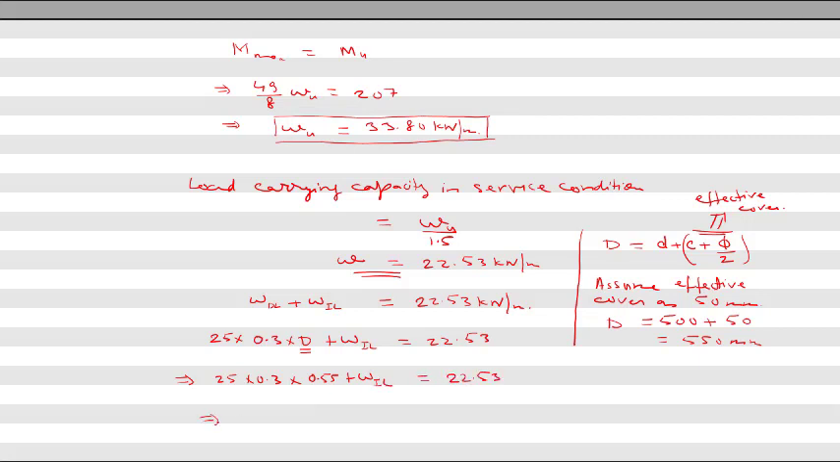If I solve this, what will we get? We'll get imposed load as 18.41 kilonewton per meter. This is a service imposed load which can be applied on the beam.